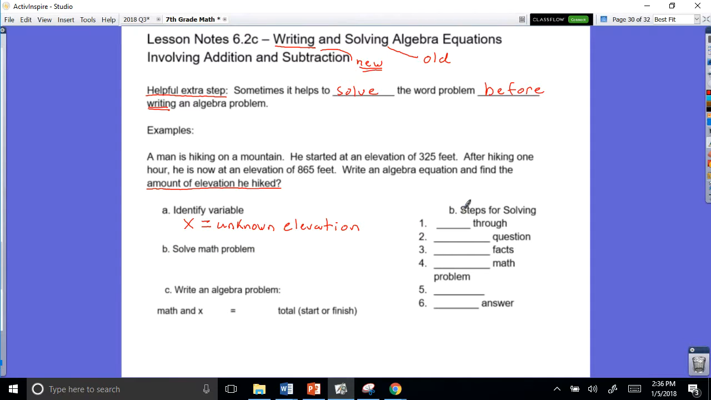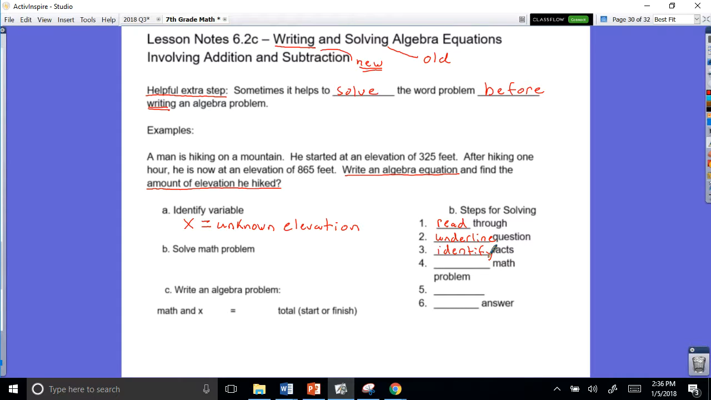Over here we have the steps we've been doing this year for solving math problems. We already did number 1, which is read through the problem. Number 2, we're going to underline the question. We did that also. We're trying to find the amount of elevation he hiked. We are also going to write an algebra equation. Those are the two things that we are up to. Number 3, we're going to identify our math facts.